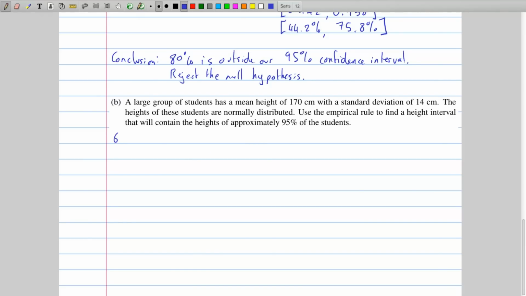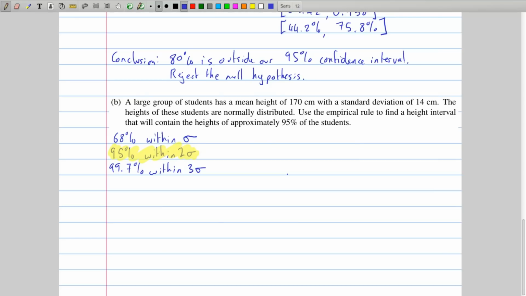The first is that 68% are within one standard deviation. We use this simple sigma to mean standard deviation. 95% are within two standard deviations, and 99.7% are within three standard deviations. And you need to know all of those. The one that seems to be important here is the 95%, so we go with this one.